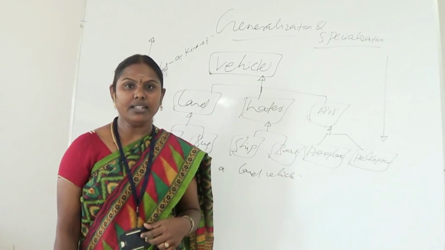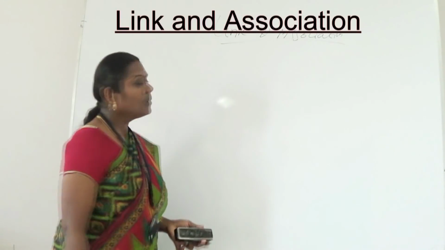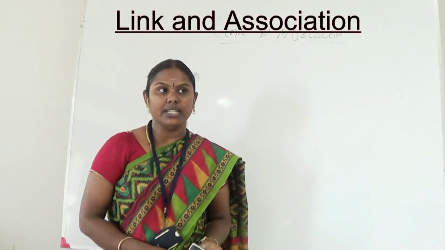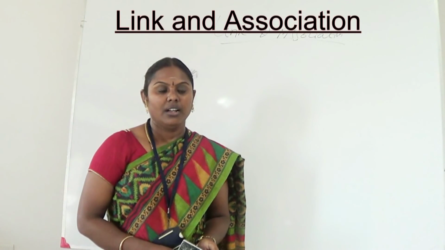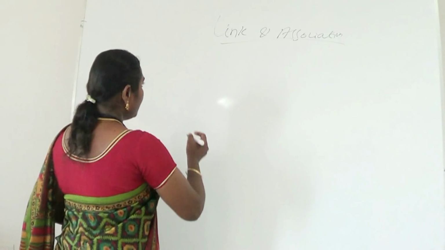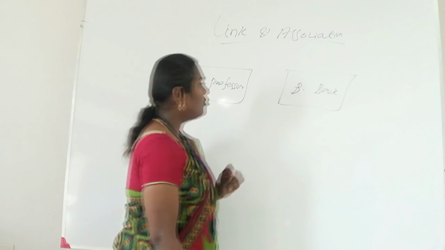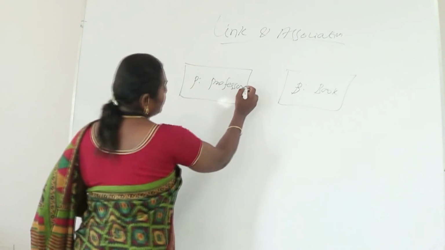And the next thing is link and association. A link specifies the connection between two or more objects. It's called a link, and it's an instance of association. We can take an example for links: a professor class and a book class. You have to specify the instance for each and every class. Here, P is the instance of the professor class and B is the instance of the book class.